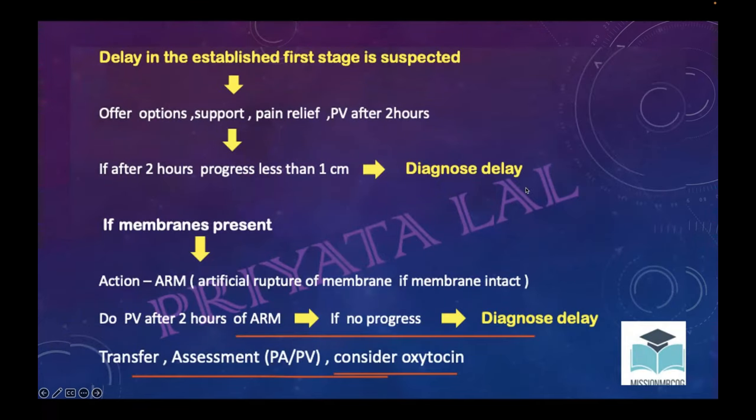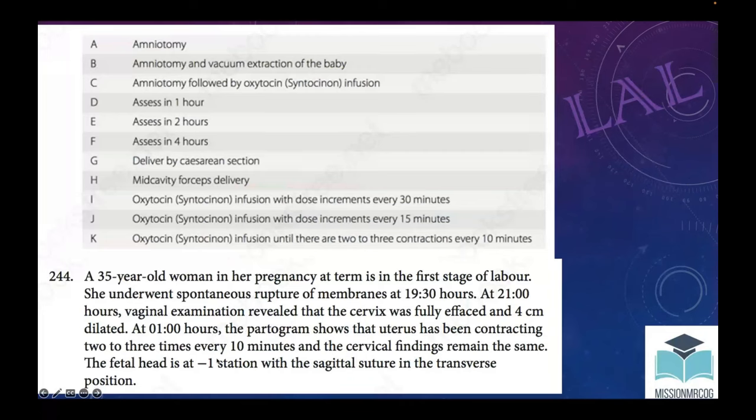So a 35-year-old woman with spontaneous rupture of membranes at 1930. At 21:00 vaginal examination, she is 4 cm. At 1 hour, that means after 3 hours, it is contracting 2 to 3 in 10 minutes. Cervical findings are the same. Fetal station minus one, sagittal suture is in transverse position. What to do?